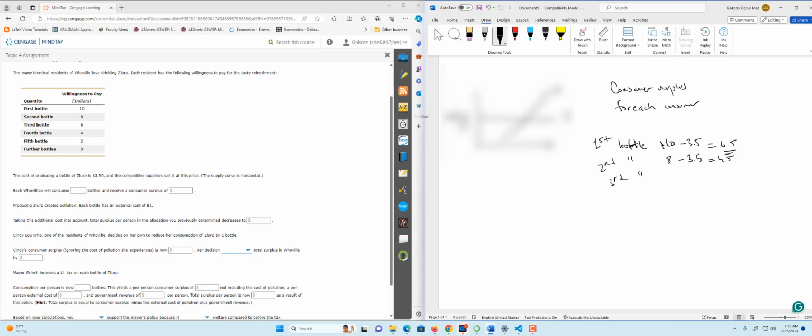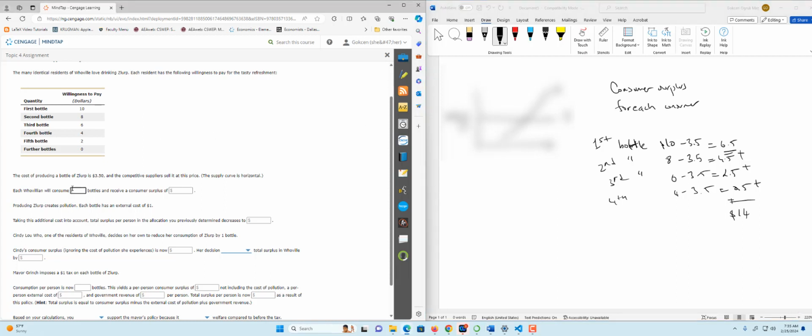The third bottle is going to be bought as well: 6 minus 3.5, $2.5. And the fourth bottle is going to be purchased as well, because we still have a positive surplus. The consumer is not going to buy the fifth bottle. Therefore the total consumer surplus for each consumer is 6.5 plus 4.5 plus 2.5 plus 0.5, which is $14. So what we are going to write here: each consumer is going to consume 4 bottles and receive a consumer surplus of $14.